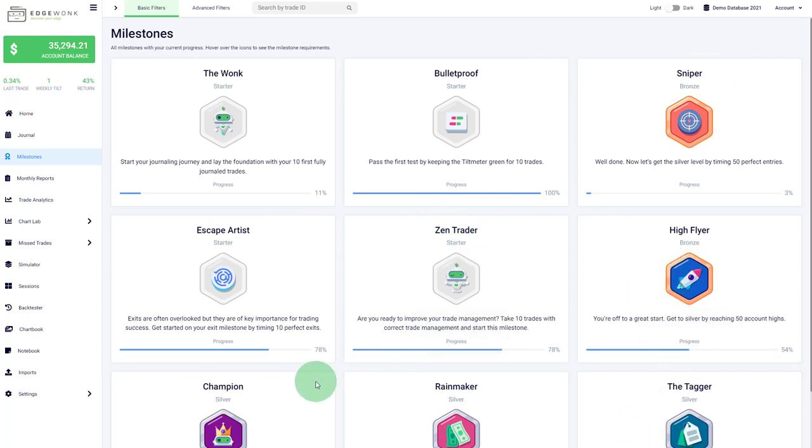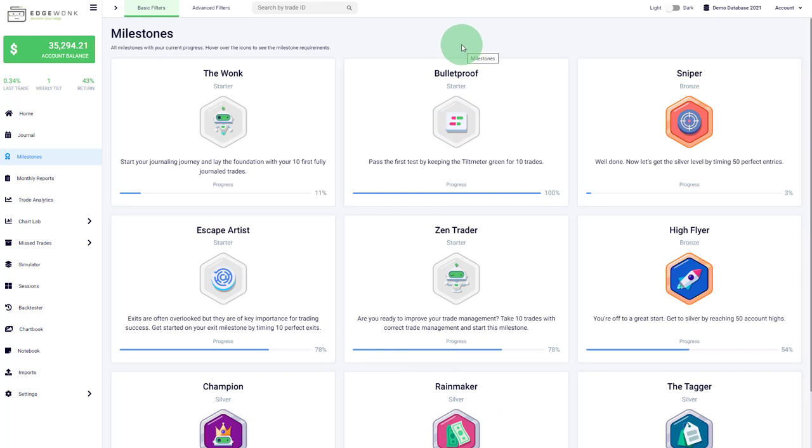Whereas the High Flyer, the Champion, and the Rainmaker are quantitative milestones. They focus only on your performance and how much money you are making as a trader. The way we intended the usage of the milestones is that you could either just go ahead and start using all of them, or you could pick a specific few milestones that you feel you're currently struggling with.